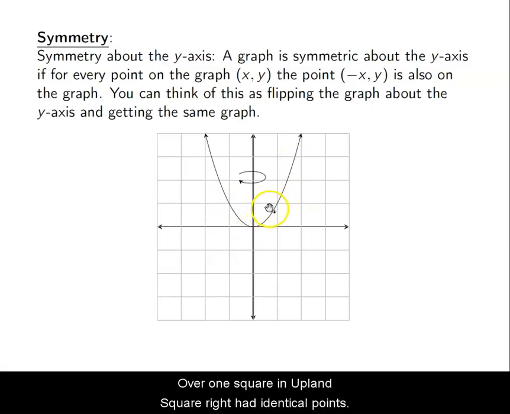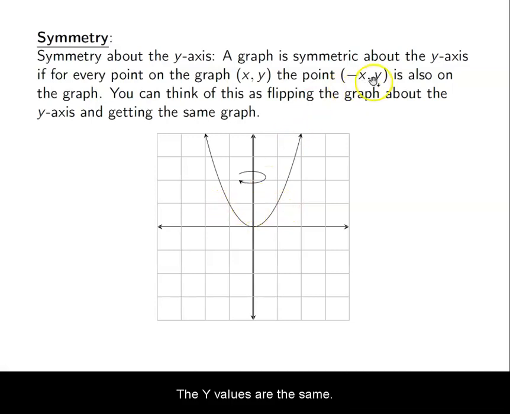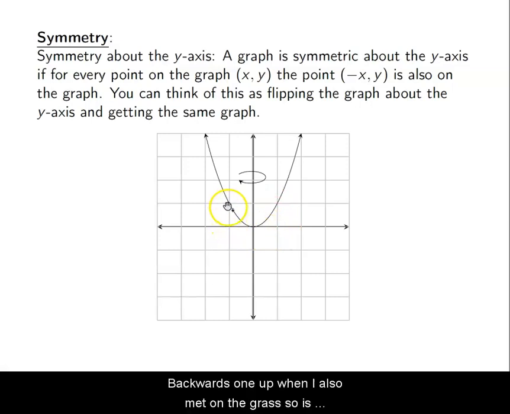It has identical points. The y values are the same, but the negative x values. So plus 1, up 1, I land on the graph. Backwards 1, up 1, I also land on the graph. So is this symmetric about the y-axis? Again, if I were able to spin this around one time, I get the exact same graph.